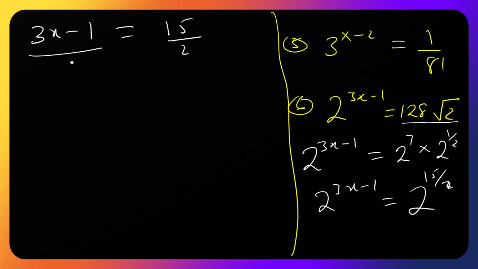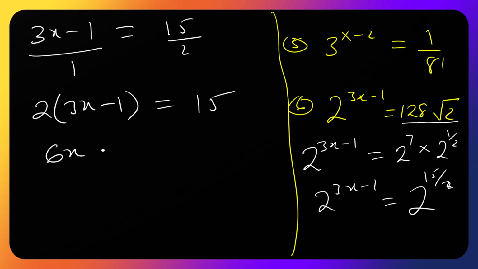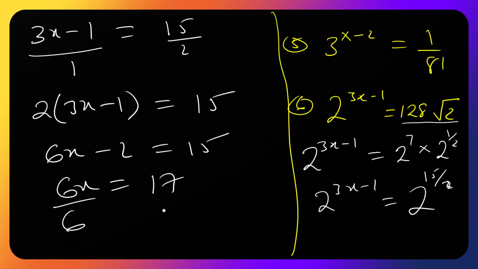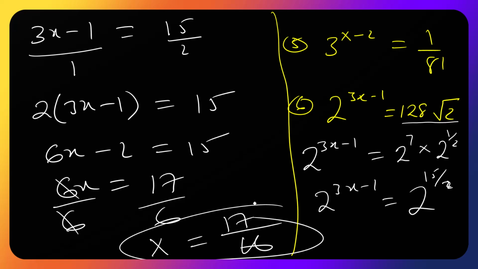So we can make this side over 1 and do cross multiplication. 2 times 3x minus 1 equals 15. So that will be 6x minus 2 equals 15. 6x equals, so this side will be 17. So over 6, over 6, x is simply 17 over 6.